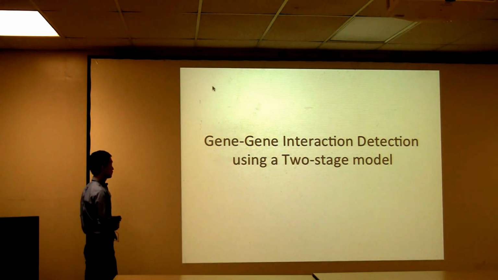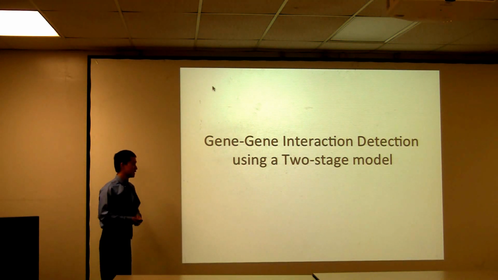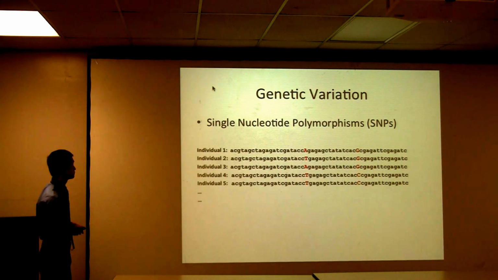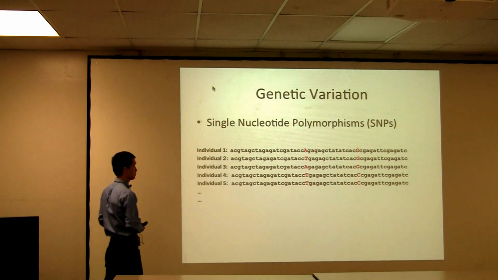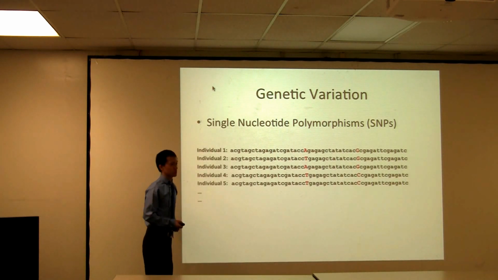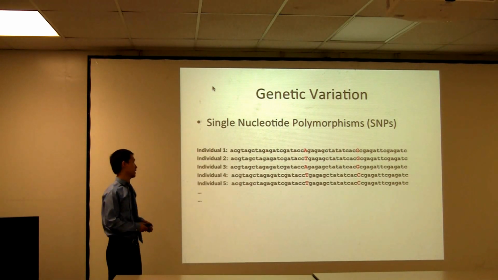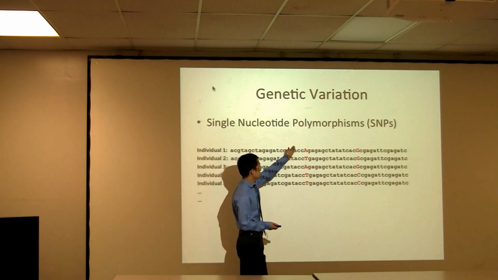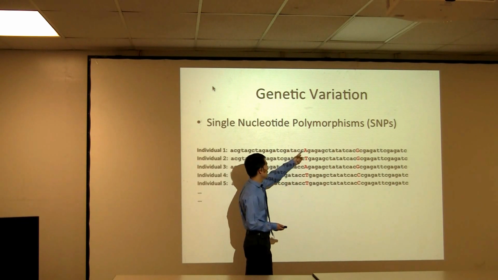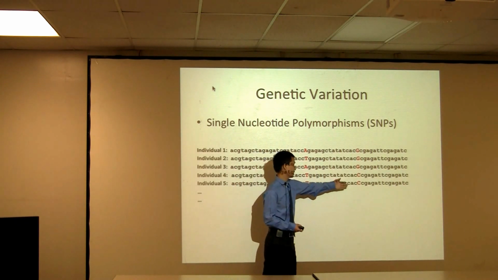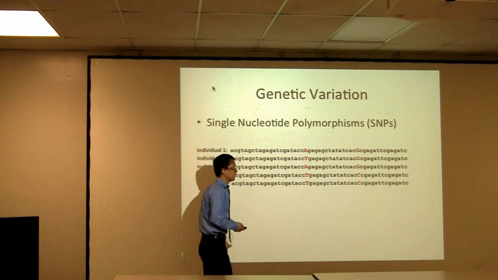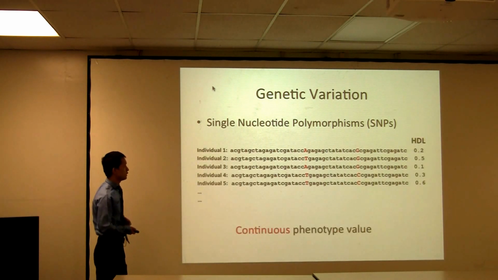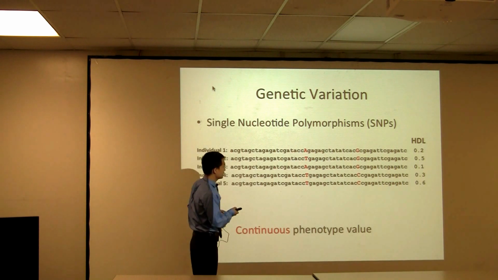The next project I'm going to talk about is gene-gene interaction detection using a 2-stage model. As we mentioned at the beginning, SNP is an important type of genetic variants. In this example, we have 2 SNPs. At this nucleotide, there are alleles A and T, and at this position, we have G and C. And also, we are interested in some phenotype, for example, high cholesterol density level.